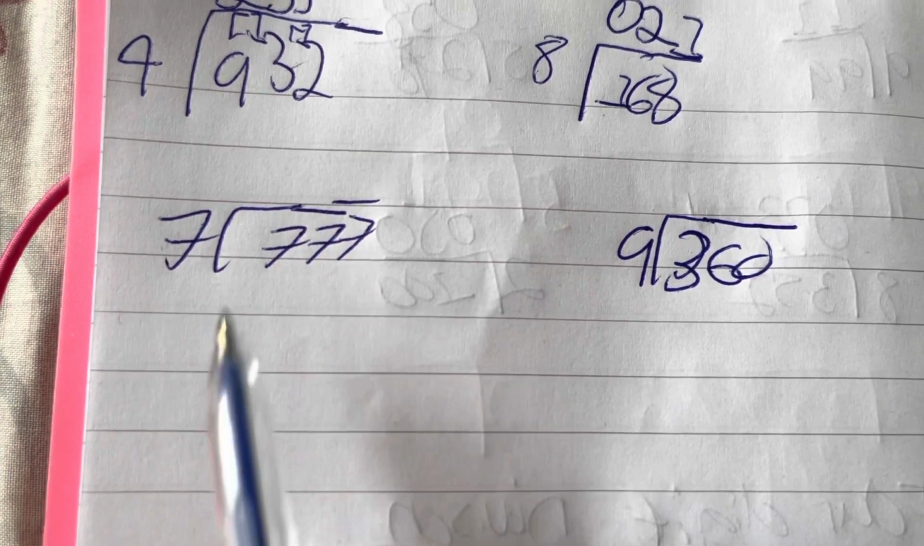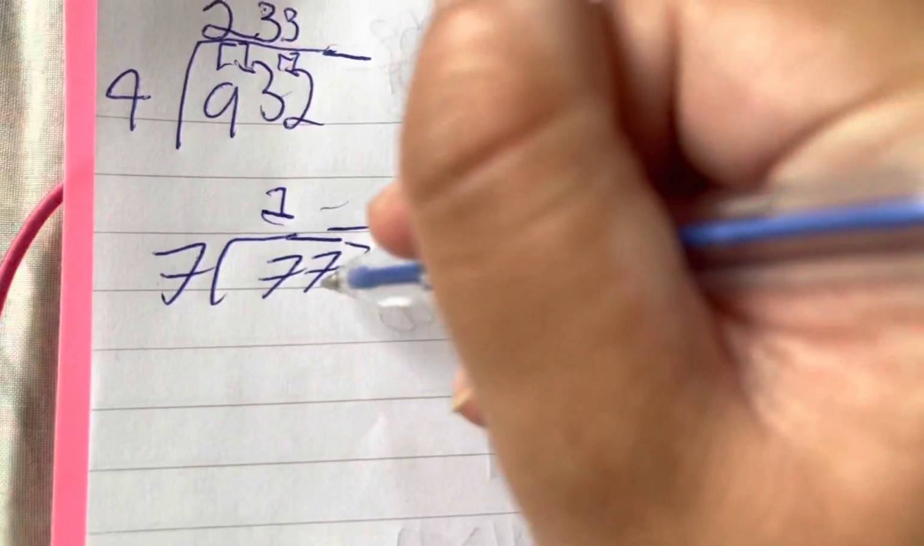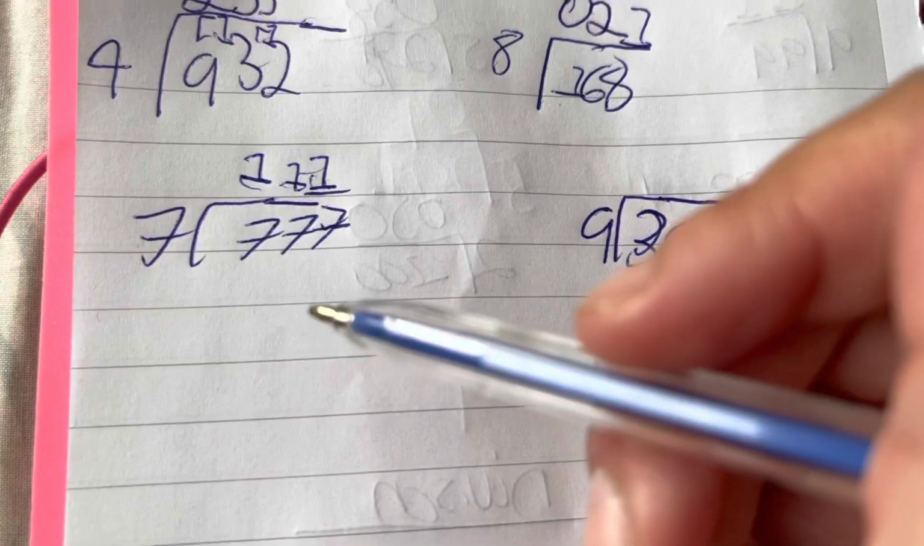777 divided by 7. So 7 going into 7, which is 1. 7 going into 1 again, and 7 going into 1. And 7 going into 7, which is 1. So the answer is 111.